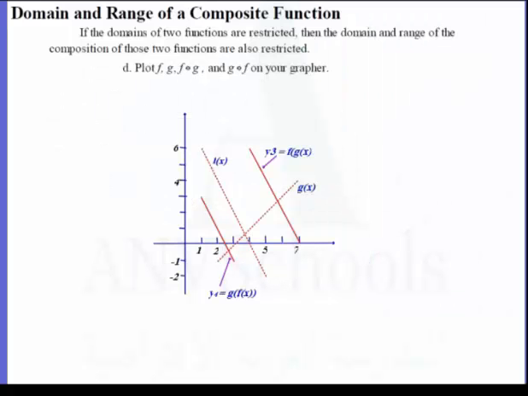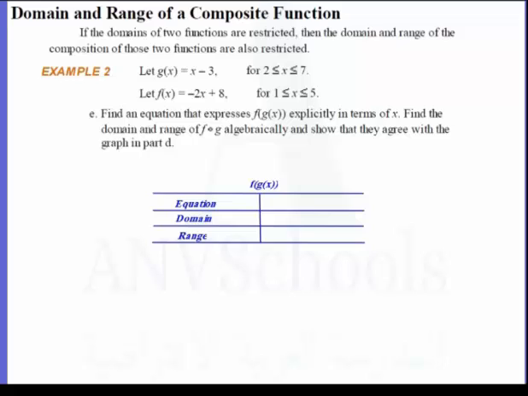So this gives us the whole plotted graph of the four functions f, g, f of g, and g of f on our grapher. Our requirement for letter E is to find an equation that expresses f of g of x explicitly in terms of x.